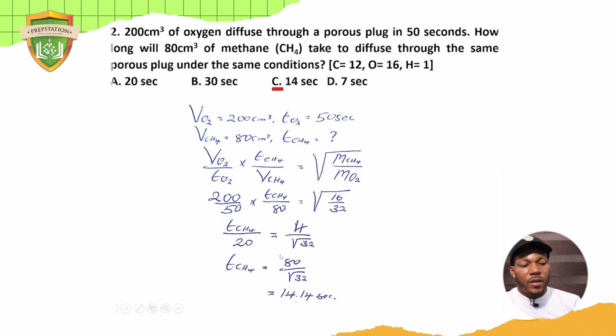You now have 80, how do you get 80? It's 20 times 4, cross multiply, all over root 32. You now have 14.14. Just go through the calculation very well. You understand what I'm trying to do here. If you do very well, your answer is 14 seconds, which is option C.